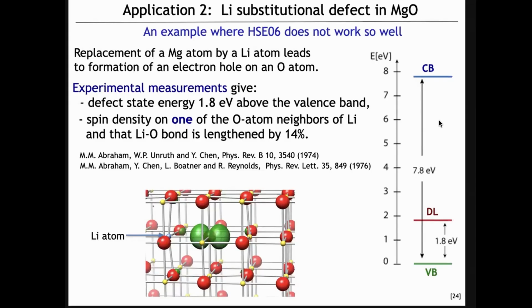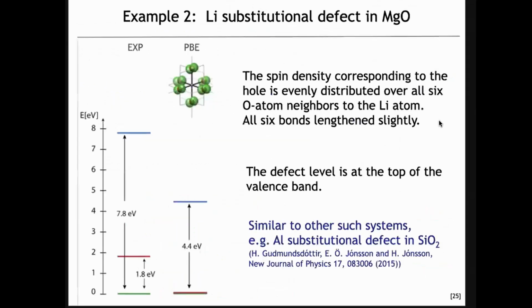And then there is one bond. You see, the hole is sitting on one of the oxygen neighbors of the lithium atom, not on all of them. And only one of the lithium-oxygen bonds is lengthened by 14%. That's what people know from spin resonance measurements. All right? So what happens if you do a calculation with PBE? Well, of course, the band gap is way down, and the defect state is just at the top of the valence band. Okay, so that's what you would perhaps expect.